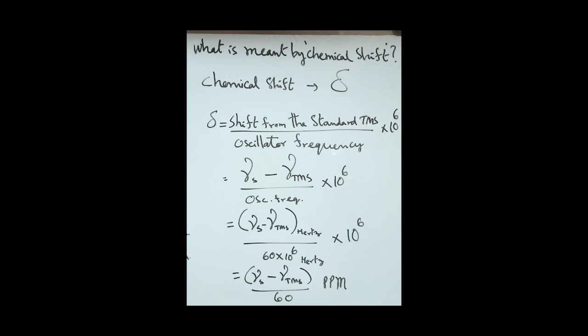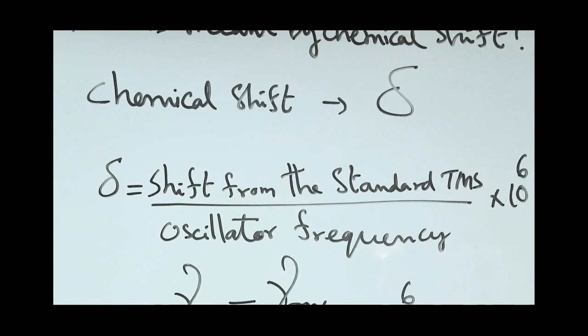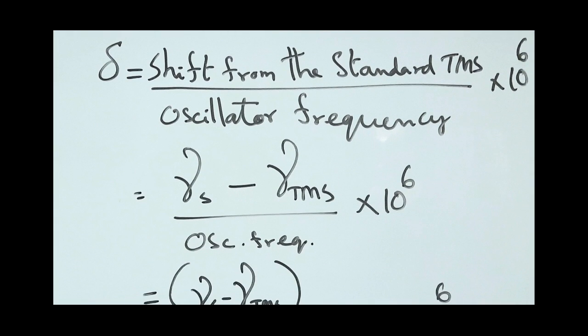So we have seen what is meant by chemical shift. Chemical shift is indicated by the symbol delta. Delta is nothing but the shift from the standard TMS, tetramethylsilane, divided by oscillator frequency, into 10 to the power 6. That is, the difference between the signals of tetramethylsilane and the protons of the compound: frequency of sample minus frequency of TMS, divided by oscillator frequency, into 10 to the power 6. The frequency of tetramethylsilane protons is assumed as 0.